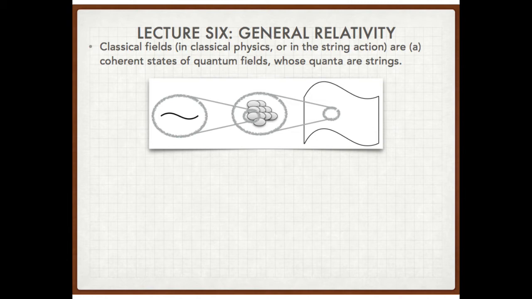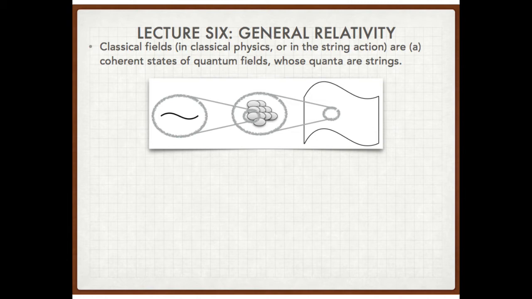I forgot to put the B in here. Okay, so what we've just seen in the case of geometry is that classical fields, the way they enter into the action, are the same as coherent states of quantum fields, in particular the graviton field.